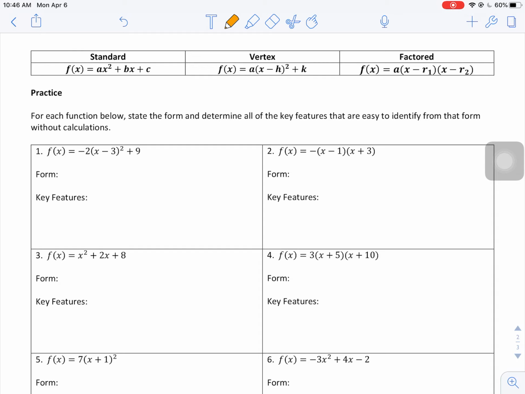So when I look at this function, I see one set of parentheses being squared as opposed to no parentheses like you see in standard form, or factored form has the two sets of parentheses being multiplied together. So this is going to be vertex form because it has the one set of parentheses being squared. So key features from vertex form, I can do my concavity. So I'm going to say concave down because of the -2 as your A value.